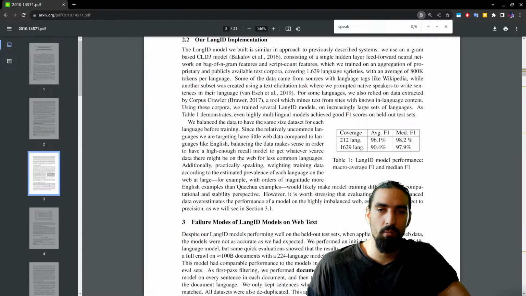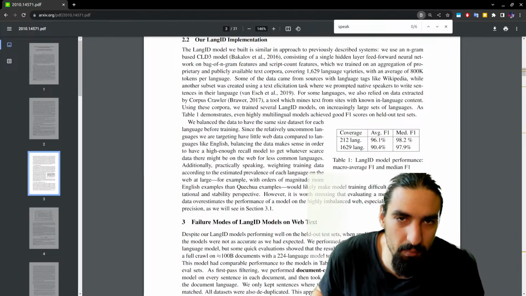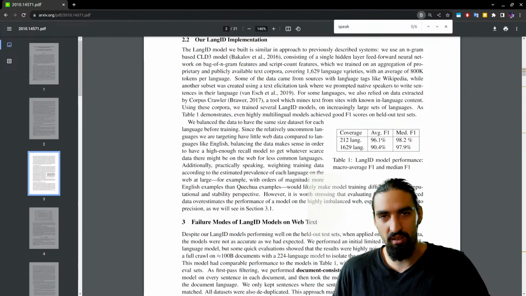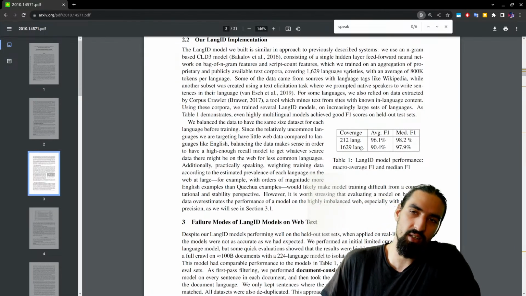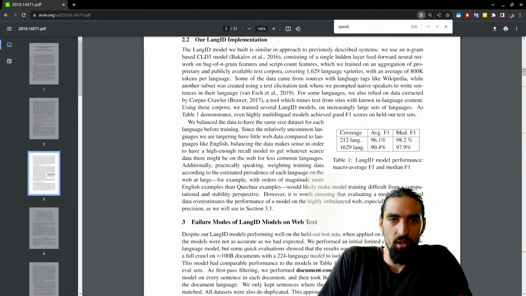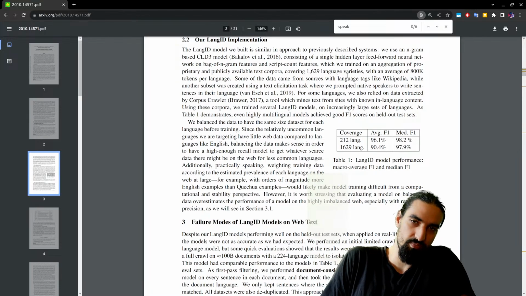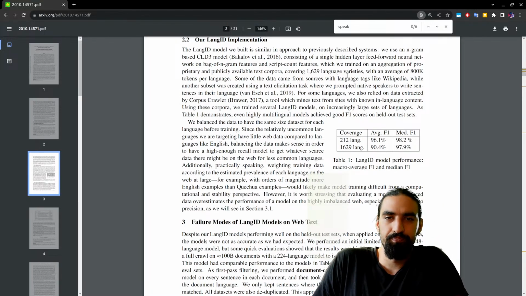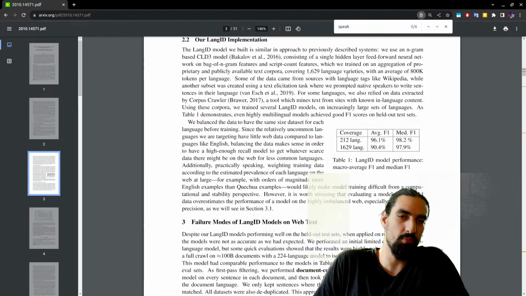So now they talk about their implementation. The lang_id model we built is similar in approach to previously described systems. We use an n-gram-based CLD3 model consisting of a single hidden layer, feed-forward neural network on a bag of n-gram features and script count features, which we trained on an aggregation of proprietary and publicly available text corpora covering 1,600 language varieties with an average of 800k tokens per language.